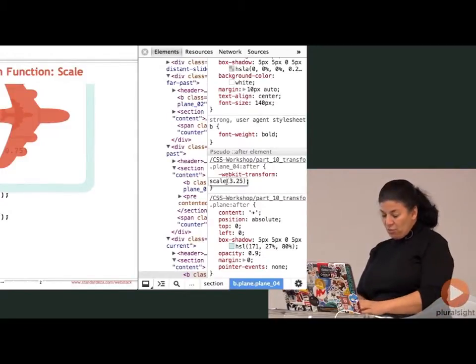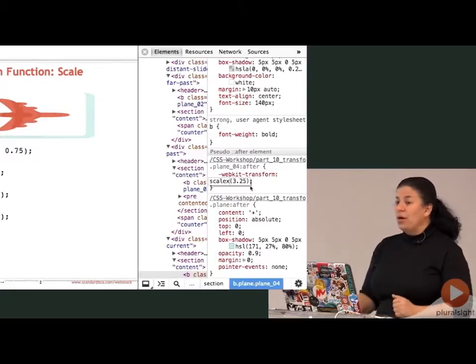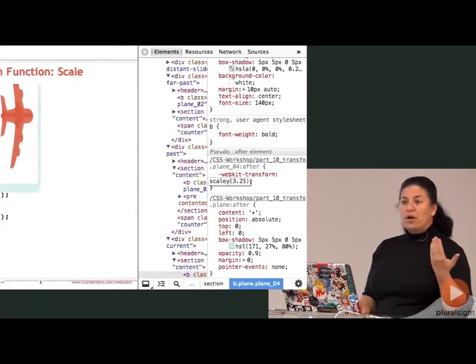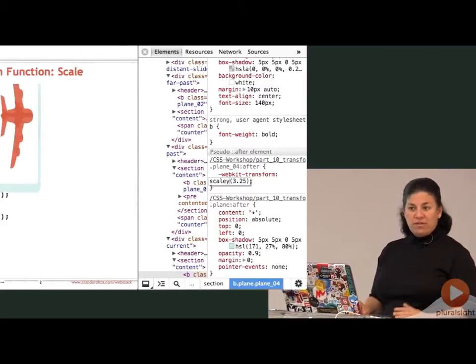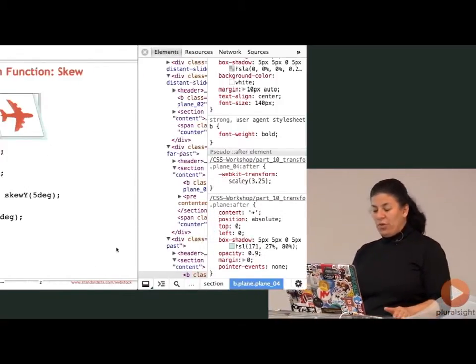So if I scale just in one direction, it made it 3.25 times as wide, but 100% as tall. If I had said Y instead of X, we would have gotten height instead of width. Does it make sense? Everyone understand scaling? Okay. We will move on to skewing.